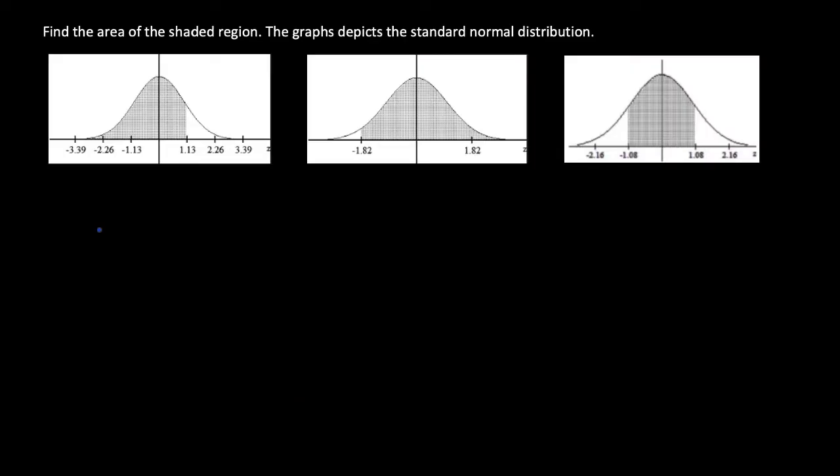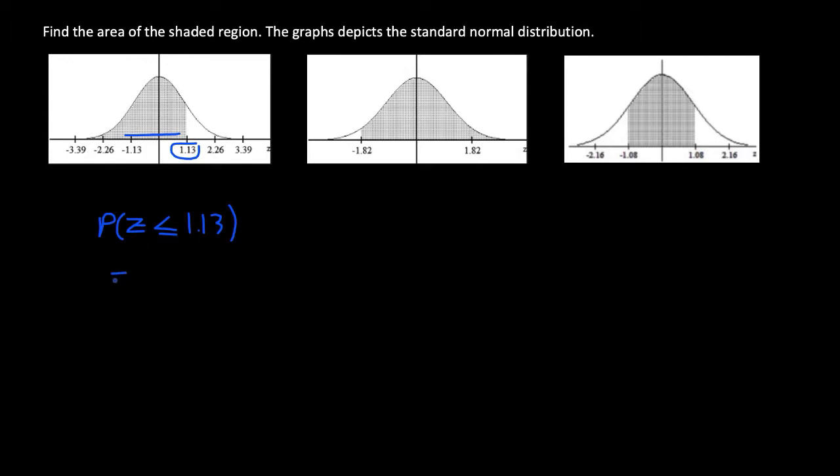Next one, find the area of the shaded region. The graphs depicts the standard normal distribution. Find the area of first one. So this area is the left to the value 1.13. In other words, we can say find the probability z less than or equal 1.13. So this is the area under the curve and less than 1.13.